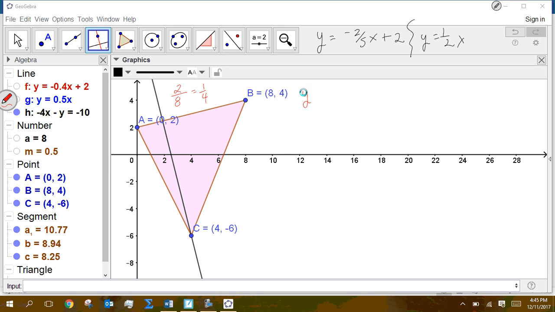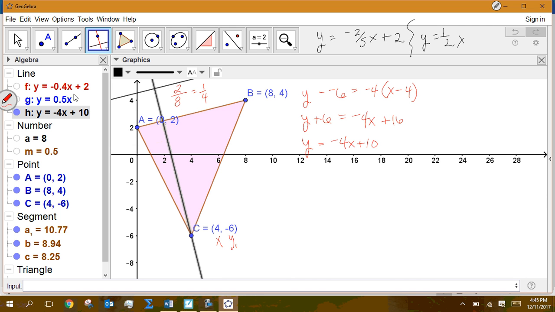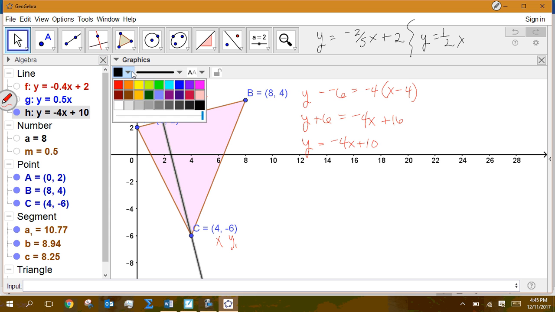So I'm going to say y minus y1 is equal to a slope of -4 times x minus x1, which is 4. Remember, x1 and y1 are the point that I know is on my line. So I get y plus 6 is equal to -4x plus 16. I'll subtract 6 from both sides and get y equals -4x plus 10. If we look at this one here in y equals mx plus b form, we do see that we have that line -4x plus 10, and we'll make that one green.